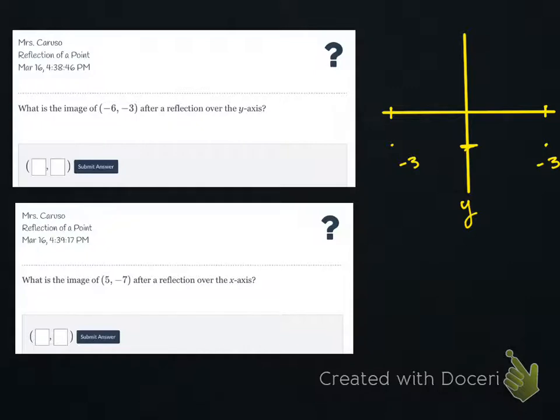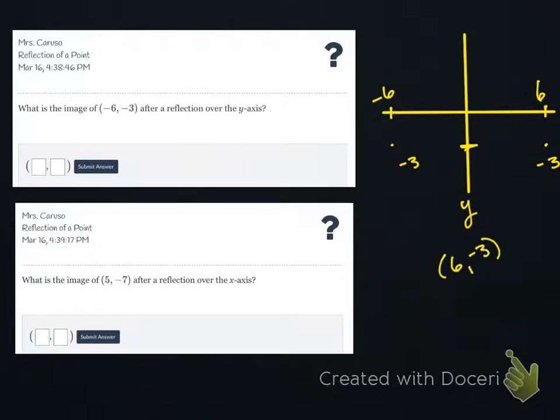What changed was my x value. Originally, I was way over here at -6, and do you know what would have happened to get to the other side but be equally distant from the origin? It changed to a +6. And so the answer to my question, after a reflection over the y-axis, is it would be at (6, -3).